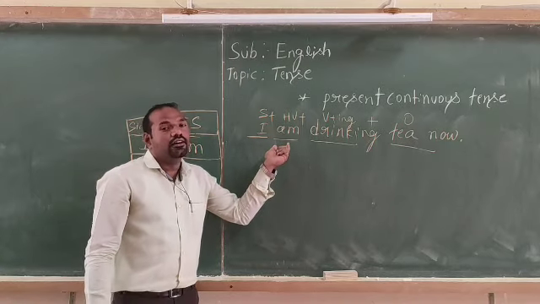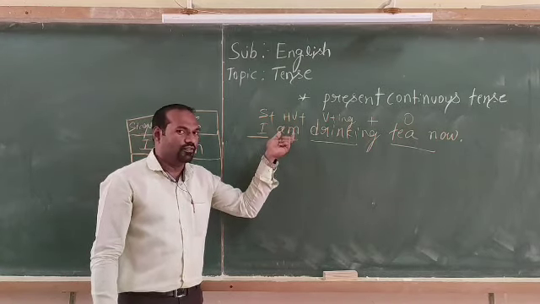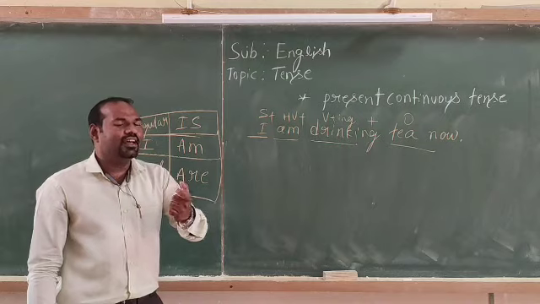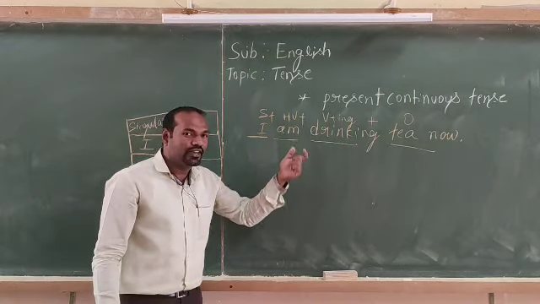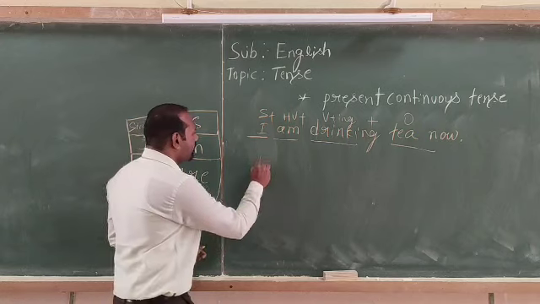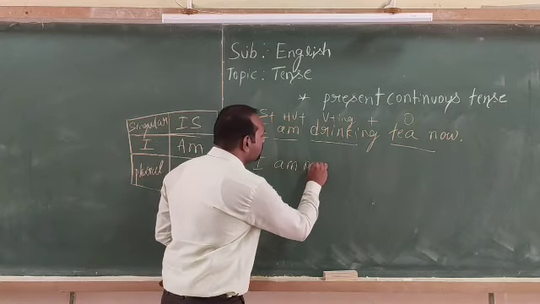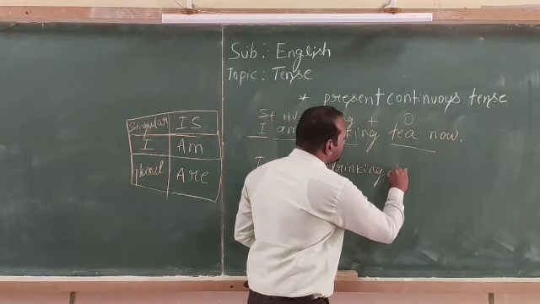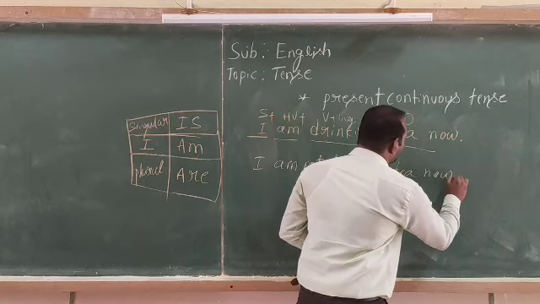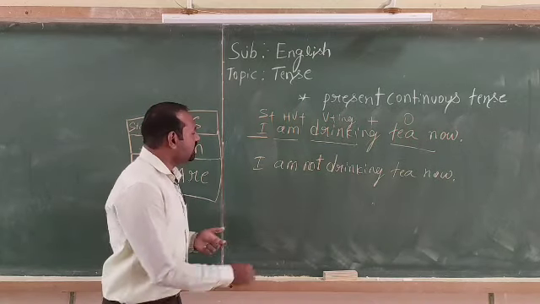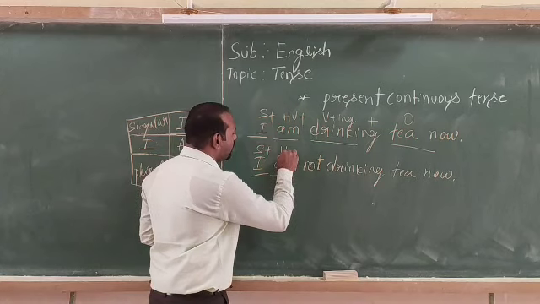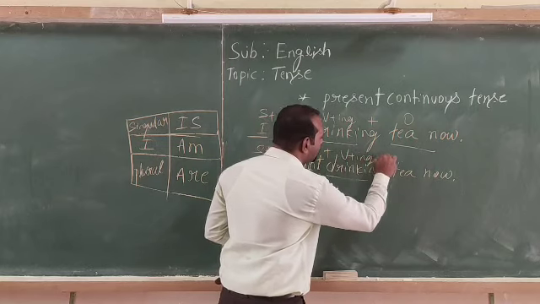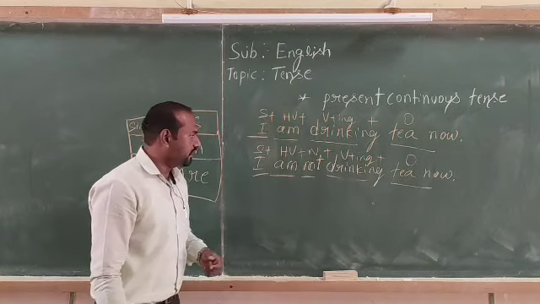Now I need to write a negative sentence from the given sentence. When we frame a negative sentence, we add 'not' to the helping verb. Look here: I am not drinking tea now. So this is a negative sentence. Here 'I' stands for subject, 'am' for helping verb, 'not' for negativity, 'drinking' for verb plus ing, and the remaining sentence stands for object.